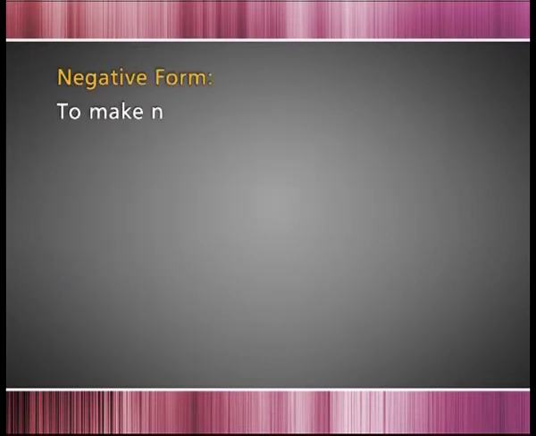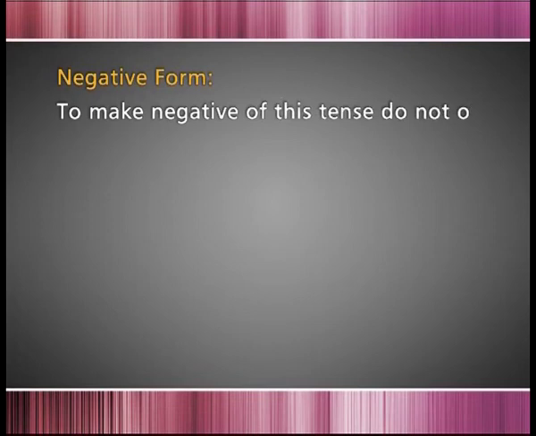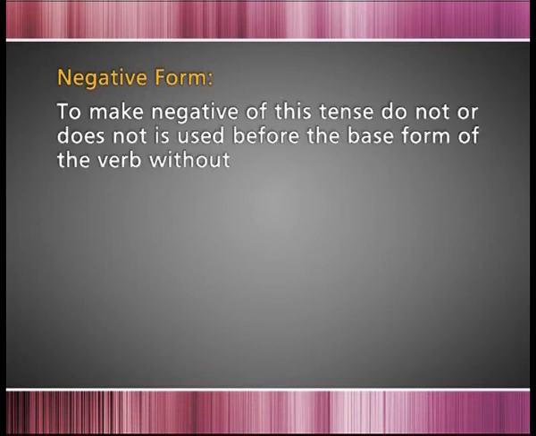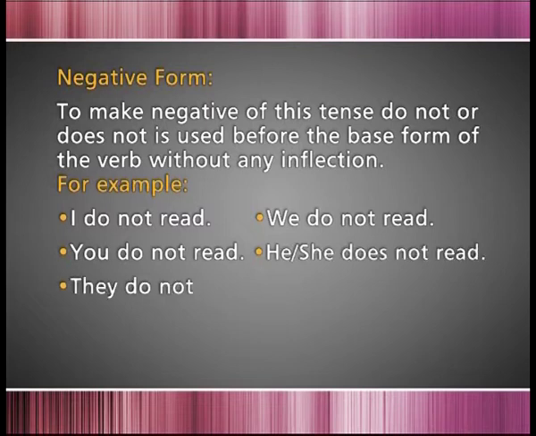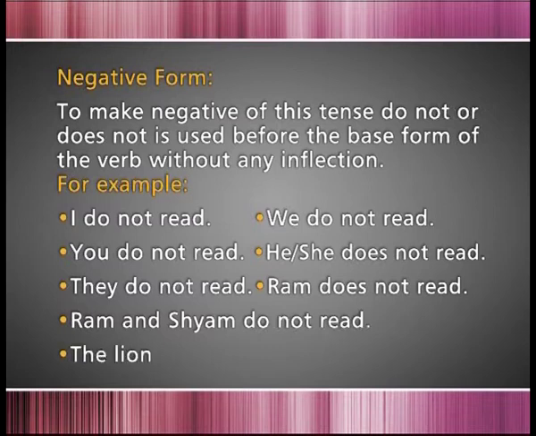Negative form. To make negative of this tense, do not, does not is used before the base form of the verb without any inflection. For example, I do not read, we do not read, you do not read, he or she does not read, they do not read, Ram does not read, Ram and Shyam do not read, the lion does not roar.